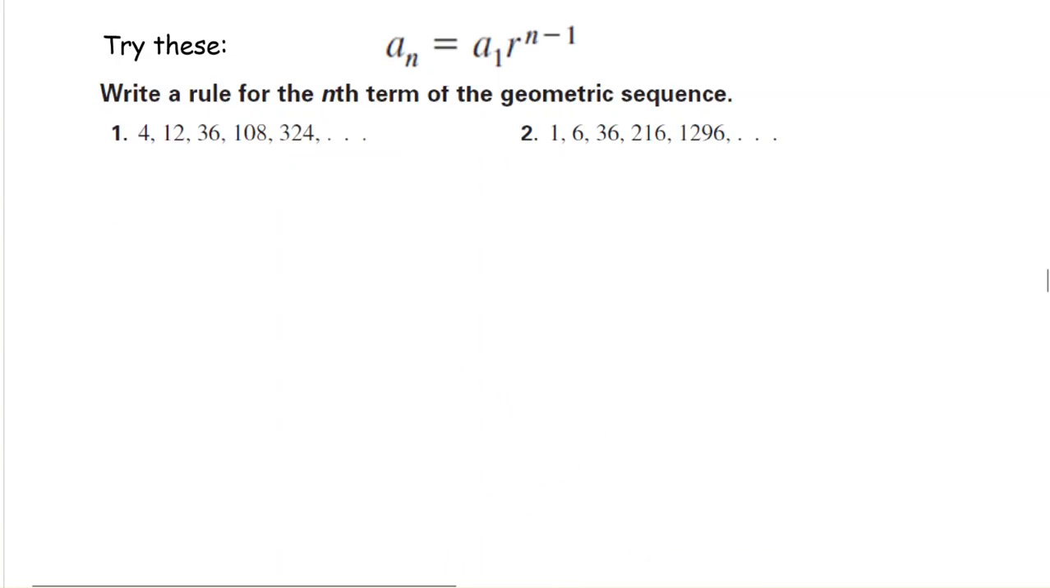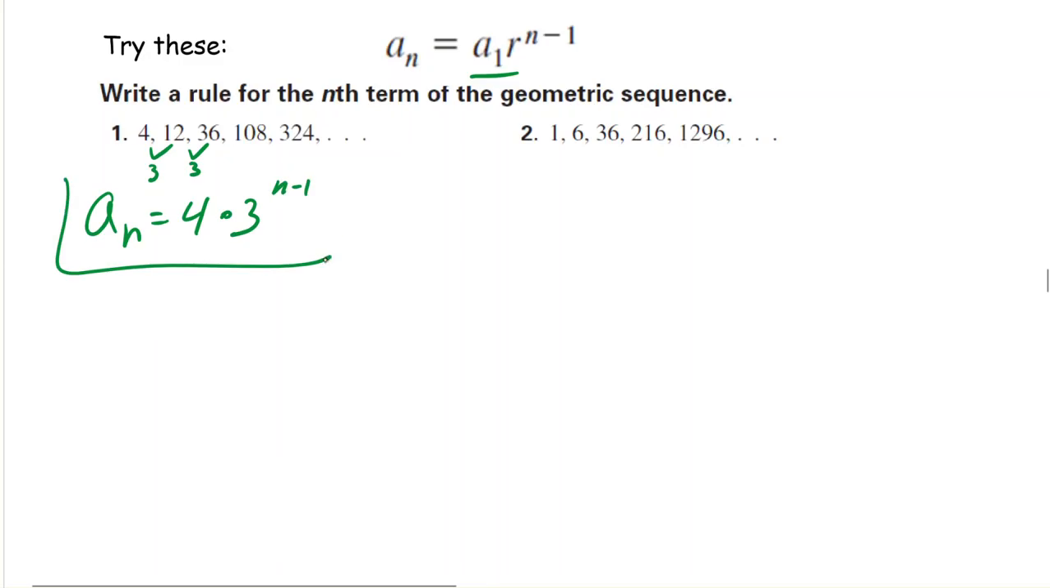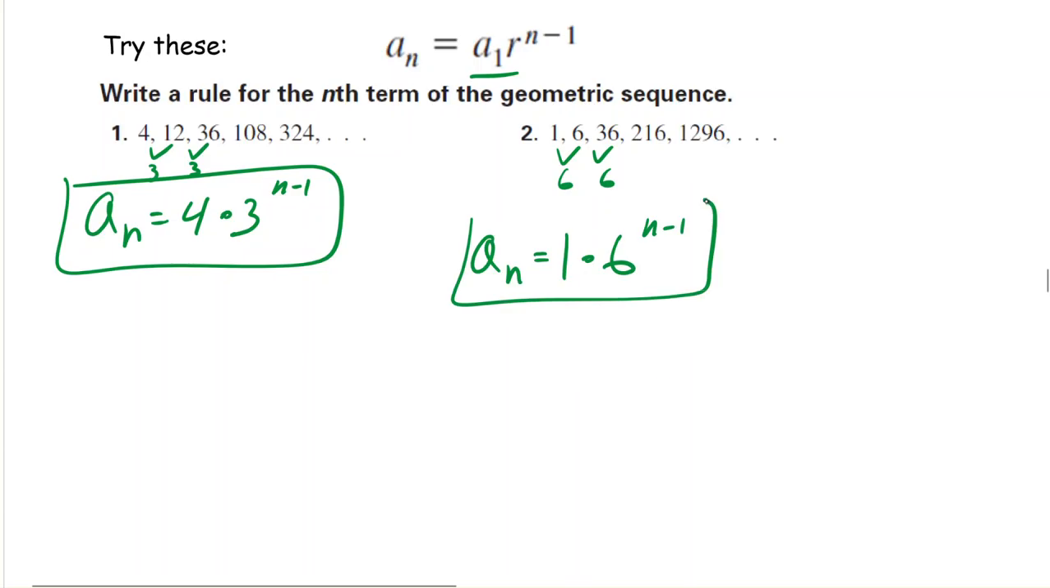Write a rule for the nth term of the geometric sequence. So our rule again, a sub n equals our first term 4. How are we getting from one term to the next? Looks like we're multiplying by 3. So 4 times r, which is 3, to the n minus 1 power. The next one looks like we're multiplying by 6. So a sub n is going to be, first term is 1 times 6, our common ratio, to the n minus 1 power.